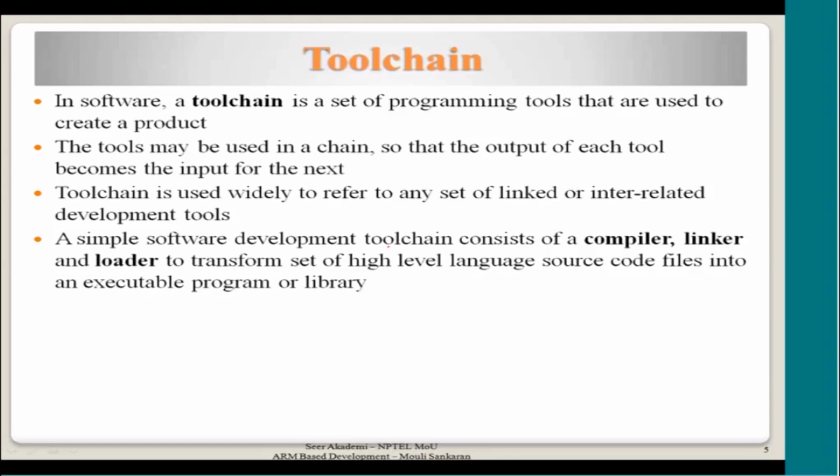A simple software development toolchain consists of a compiler, linker, and loader to transform a set of high-level language source code files into an executable program or a library. So you can have multiple C files, and then compile them to generate multiple OBJ files. This is an object file. Then we may have ASM files also, that will be assembled by an assembler. This is a compiler, right? And then this is an assembler.